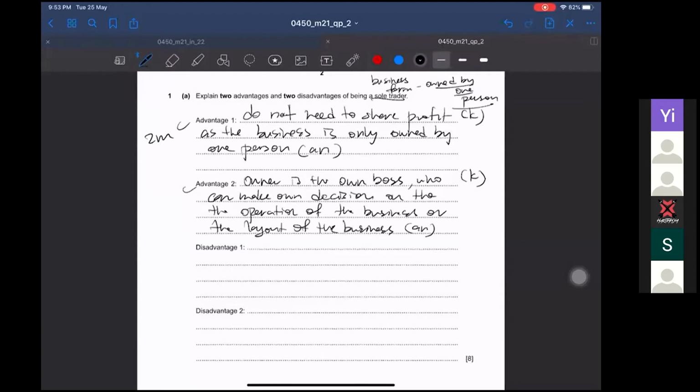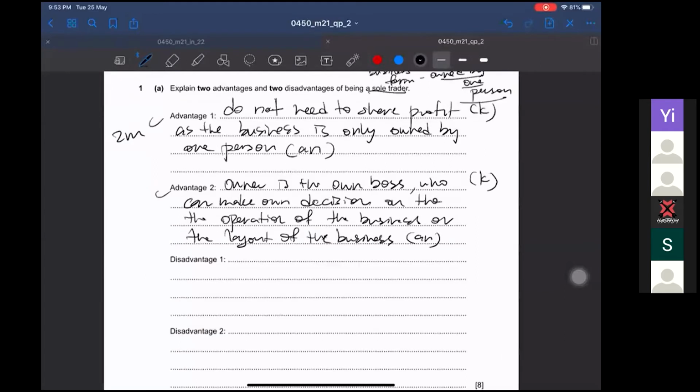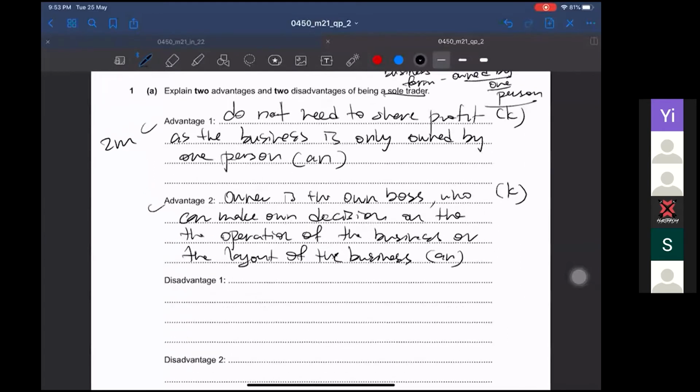Now, what else may you have other than that? You may have other advantages, such as fewer legal formalities. Fewer legal formalities means you can sell the business easily, and it is less costly to sell. As a sole trader, it's the cheapest form of business to start your own enterprise.